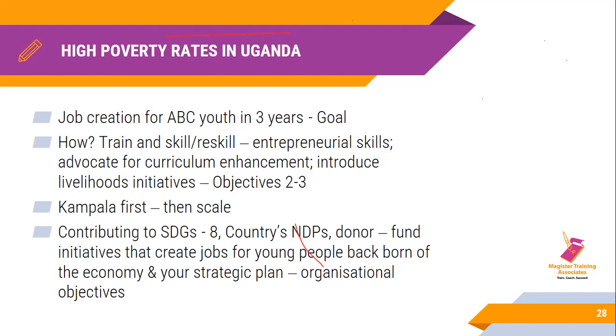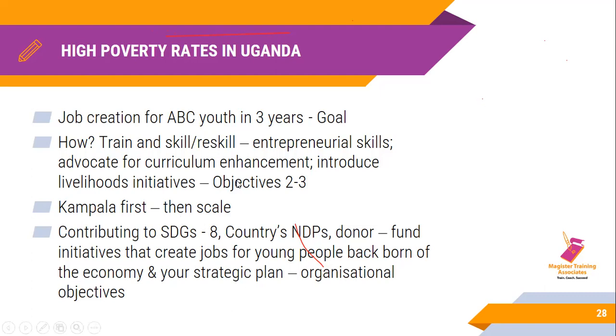Again, we are aligning it to the Sustainable Development Goals because we want to meet the donor at their sweet spot. So we are speaking to Sustainable Development Goal 8, which talks about employment and decent labor. We are also saying what we are trying to do is aligned to the National Development Plan. So we are not doing anything outside what the country also wants to do. We are aligned to what the donor wants in terms of SDGs, but we also know that this particular donor that we are pursuing likes to create initiatives that create jobs for young people, the backbone of an economy. All that we are doing is within our strategic plan as an organization. So we are good to go.